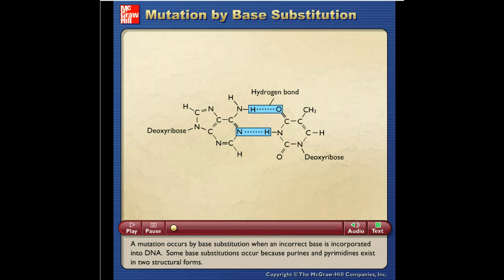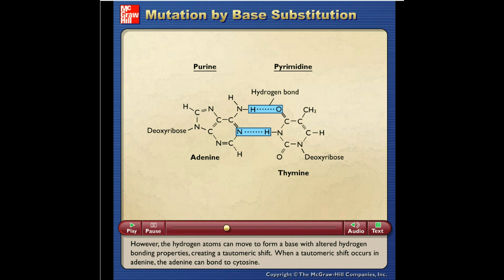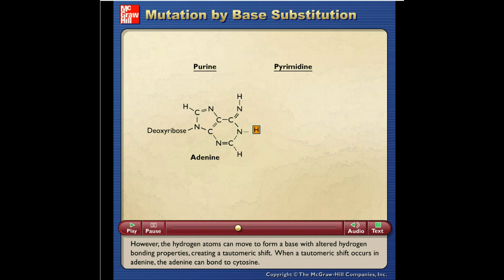Let's look at an animation that shows mutation by base substitution. A mutation occurs by base substitution when an incorrect base is incorporated into DNA. Some base substitutions occur because purines and pyrimidines exist in two structural forms. The most common form results in base pairing between adenine and thymine and between guanine and cytosine. However, the hydrogen atoms can move to form a base with altered hydrogen bonding properties, creating a tautomeric shift.